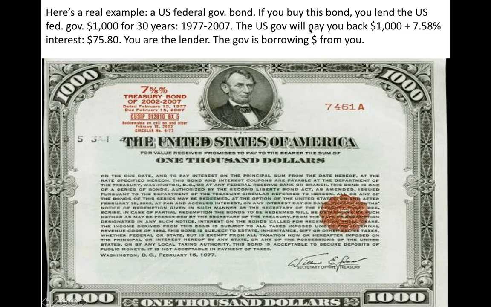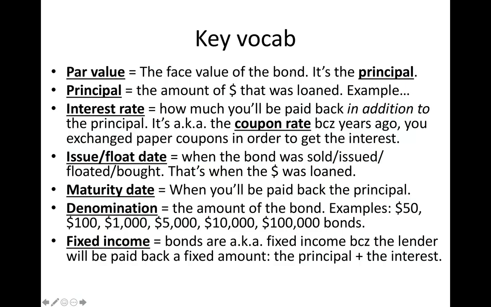The U.S. government will pay you back the $1,000 that you loaned to it, plus 7.58% interest. And 7.58% interest of $1,000 is $75.80. And you can see that interest right here. Again, with a bond, you are the lender, and in this case, it's the government that is borrowing from you.